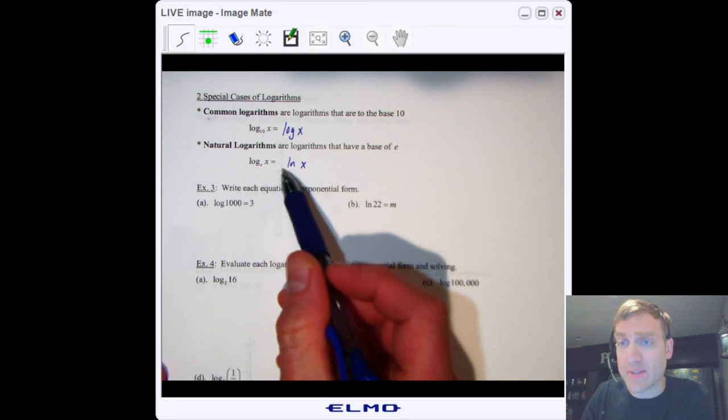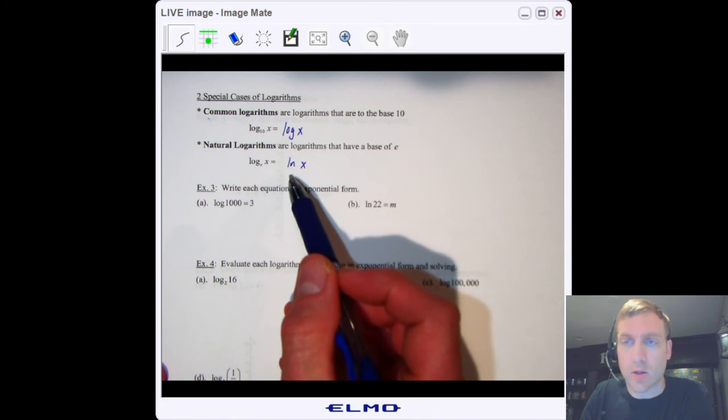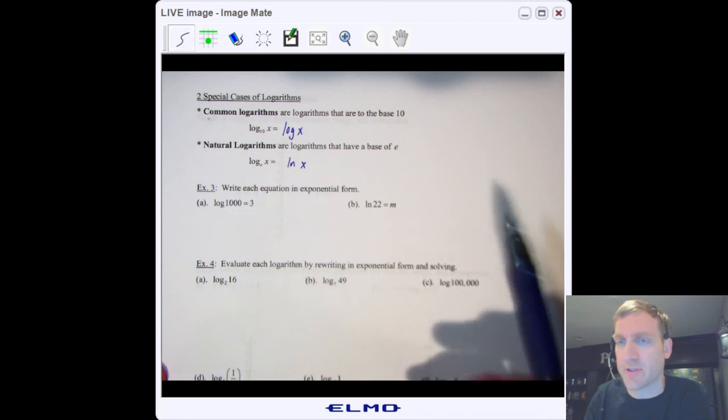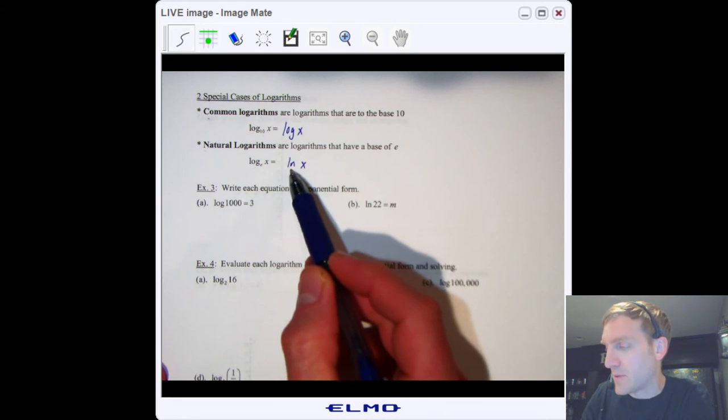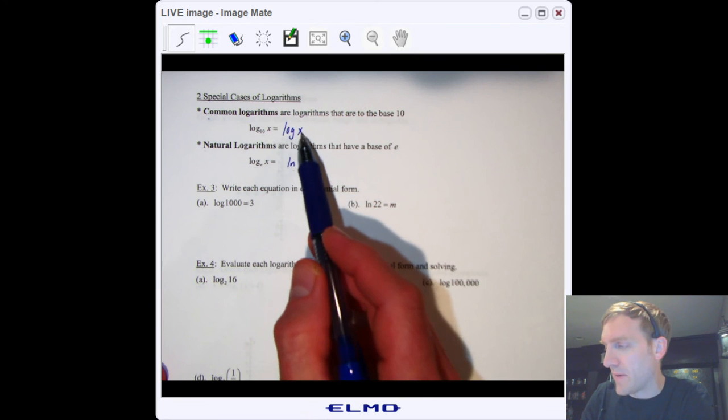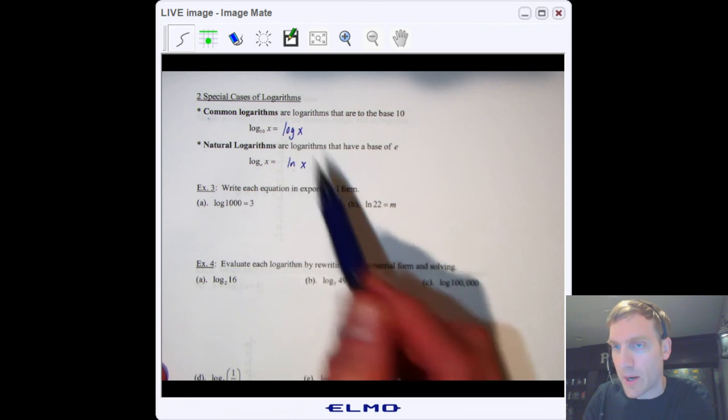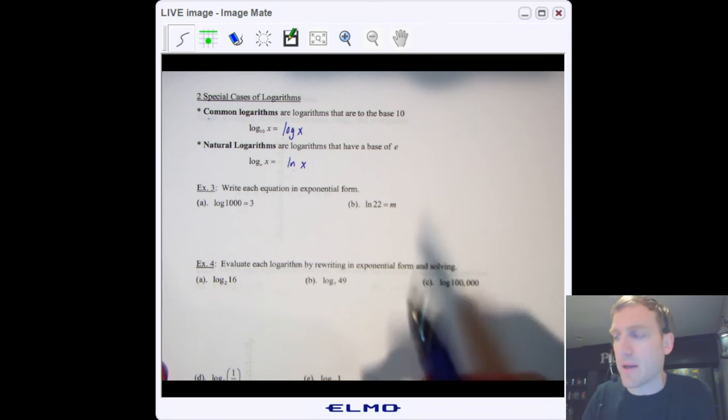If you're wondering why we use ln, it's because it comes from Latin, logarithmus naturalis or something like that. So anyways, ln of x, if you see that, that's log base e. Log of x is log base 10. You'll see those two on your calculator. We'll use those down the road.